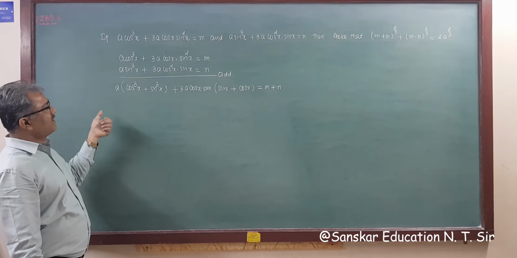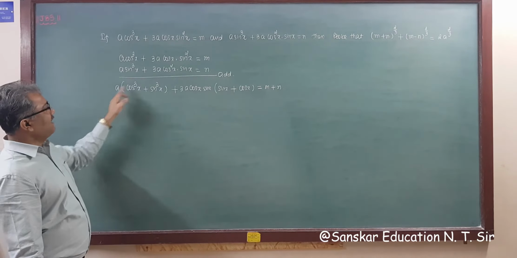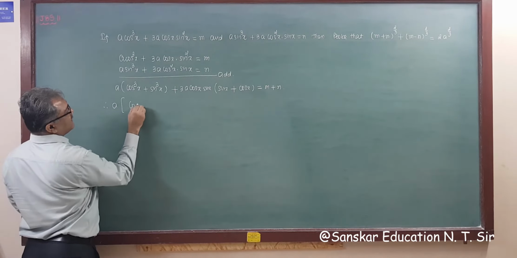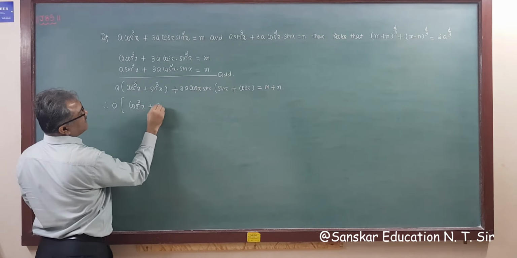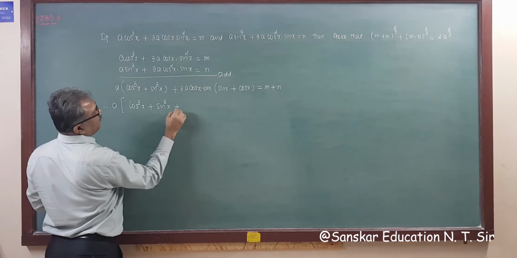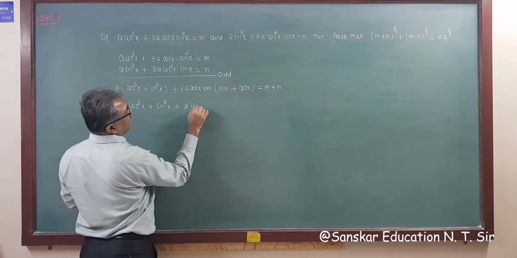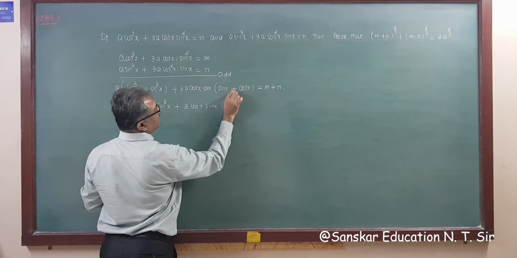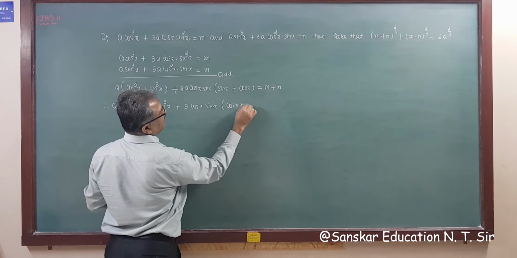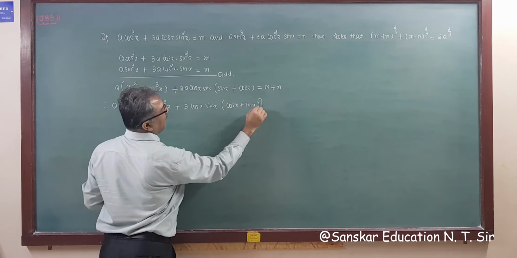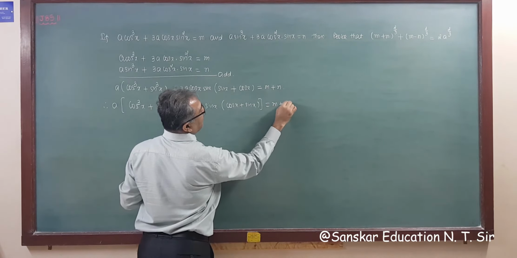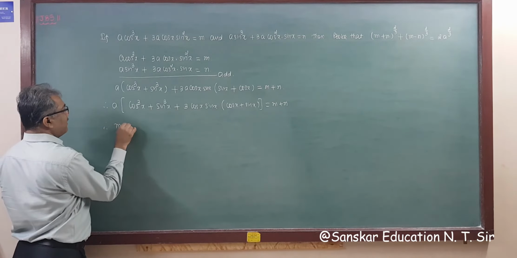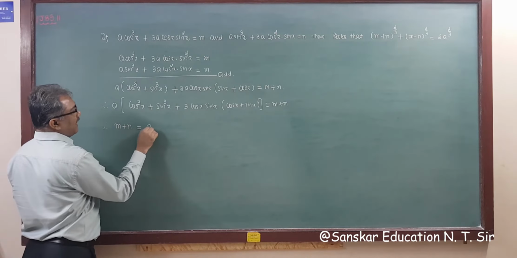Now this is a common, so taking a common, this is cos cube x plus sin cube x plus 3 cos x sin x into bracket cos x plus sin x. I am writing cos x plus sin x, okay, is equal to m plus n. So I am writing m plus n first. So m plus n is equal to a.